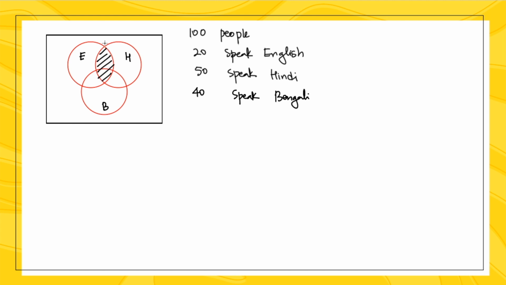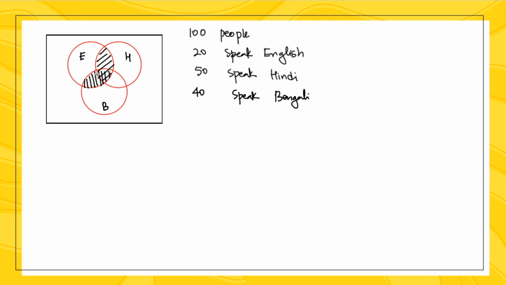will represent those who speak Hindi and English both, because it is common between English and Hindi, right? Similarly, this region will represent those who speak English and Bengali both. So you can reduce it like the two-circle Venn diagram we just discussed, where things are common between two sets.